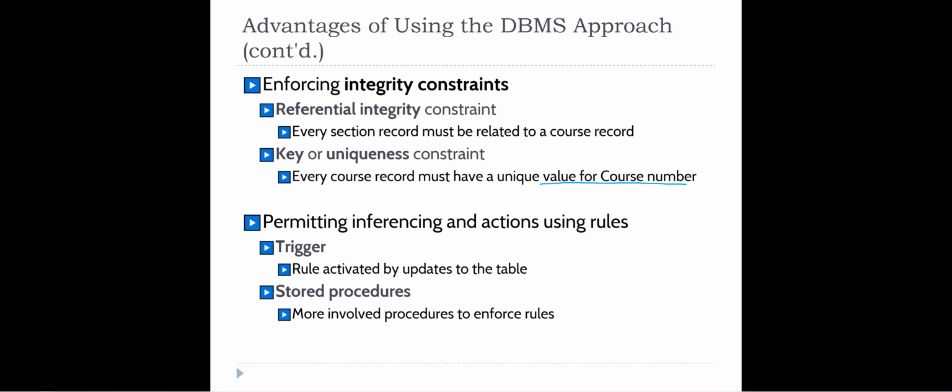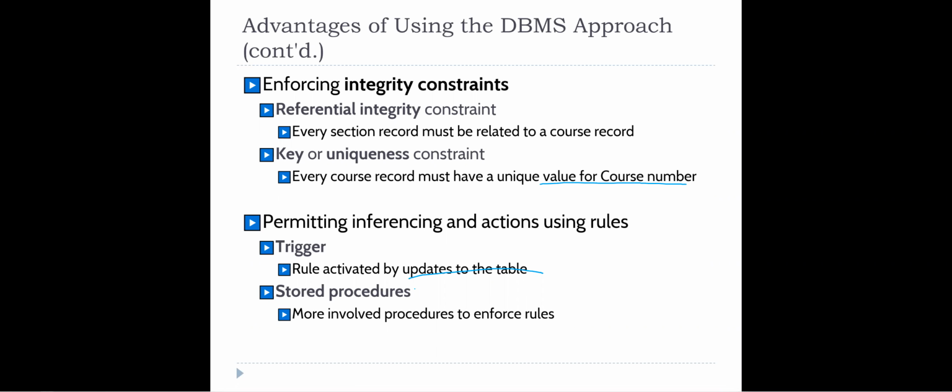We also have what we call rules, permitting inferencing and action using rules. There are two types of rules: triggers and stored procedures. With the trigger rules, whenever you do any updating to a table, a rule will be activated. What that means is, whenever you update one of the tables, a message might appear that the table is updated correctly, or some operation will run after you update the table. So this is the trigger. It will be triggered whenever you update the table, and something will happen.